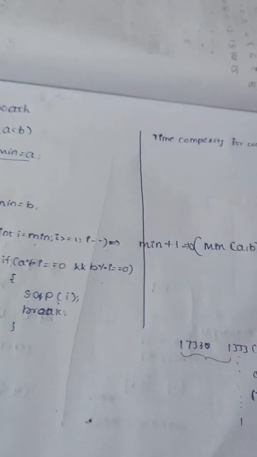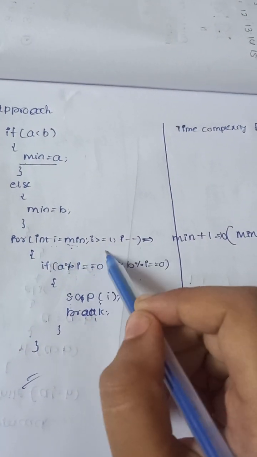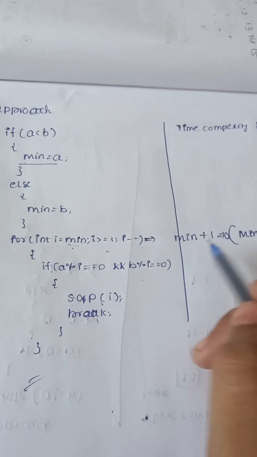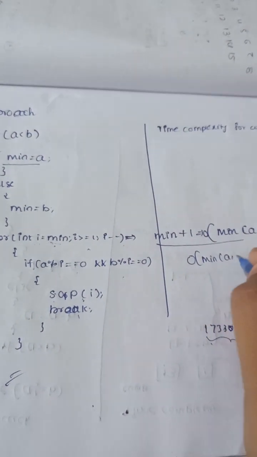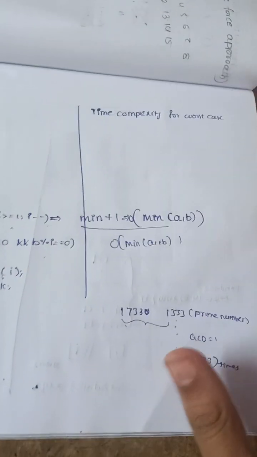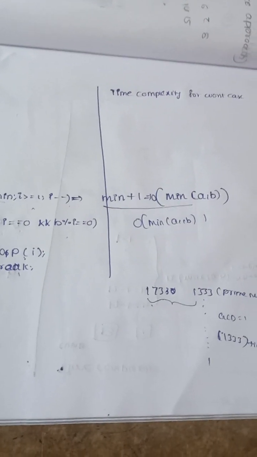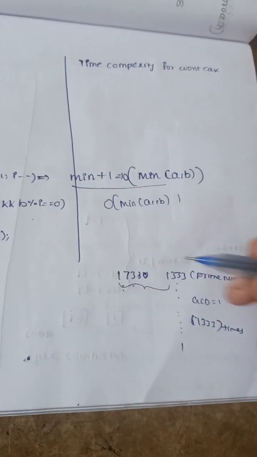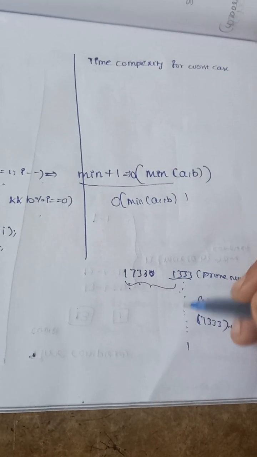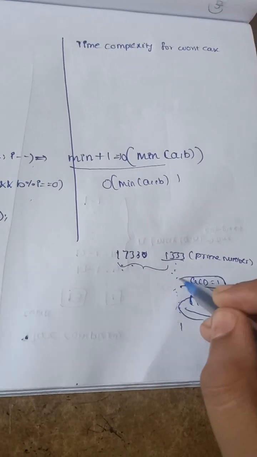Let me tell what the time complexity of this is. In the worst case, it will iterate from min down to 1, so the minimum number of times. In asymptotic notation, it is order of min of a comma b. Is this efficient? If we have large primes, for example 1733 and 1333, the minimum number is 1333, so it will iterate 1333 times, which is not at all efficient.